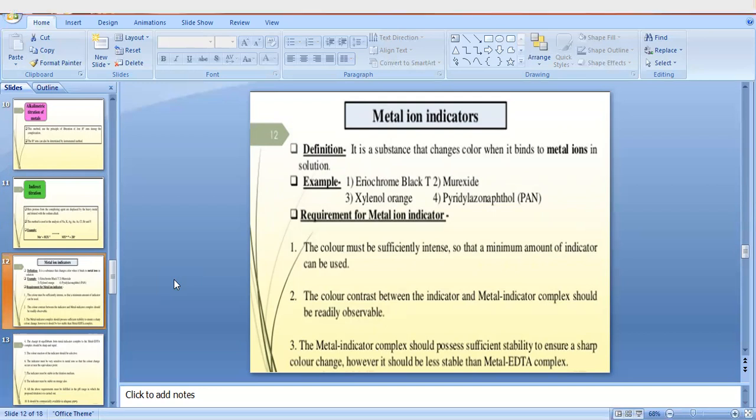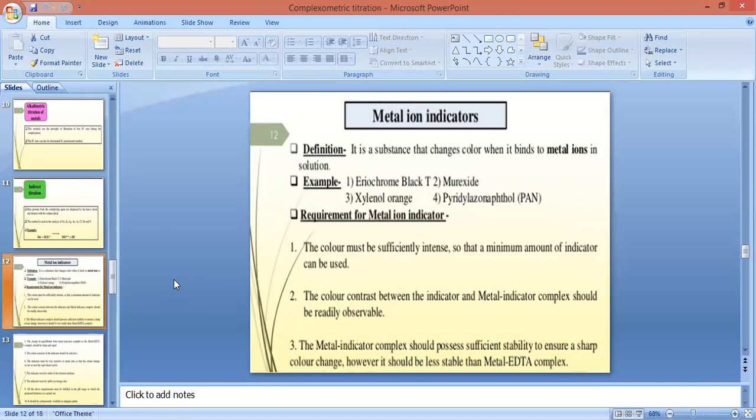Moving on towards the third part of complexometric titration, the metal ion indicator, that is, which indicator is used in case of which type of metal ion. So firstly we will study the definition of metal ion indicator. What is a metal ion indicator? A metal ion indicator is a substance that changes color when it binds to a metal ion in a solution.